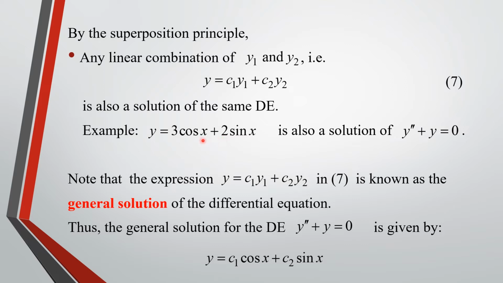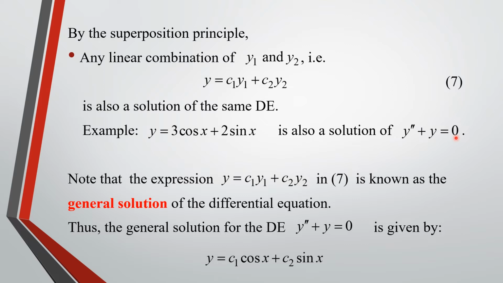Now, let us combine the two expressions together. So we have y equals to 3 cos x, or c1 y1. You add it with c2y2, 2 sin x, and you find out this whole expression here is also a solution of the same DE. Now try and substitute 3 cos x plus 2 sin x into this part of the equation, and then you differentiate this expression twice, substitute into this part of the equation, and you'll notice that the left hand side is equal to the right hand side. So that is the concept of the superposition principle.